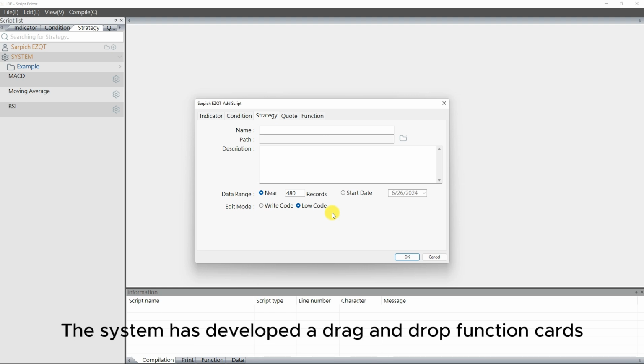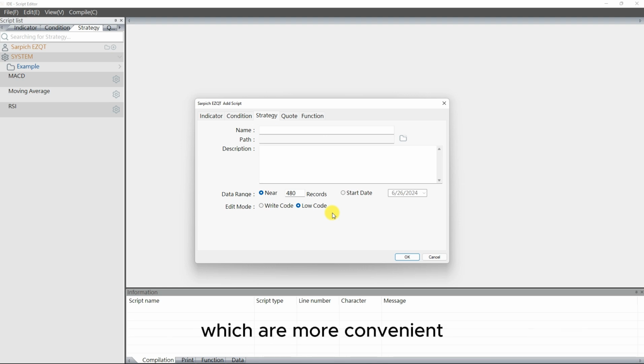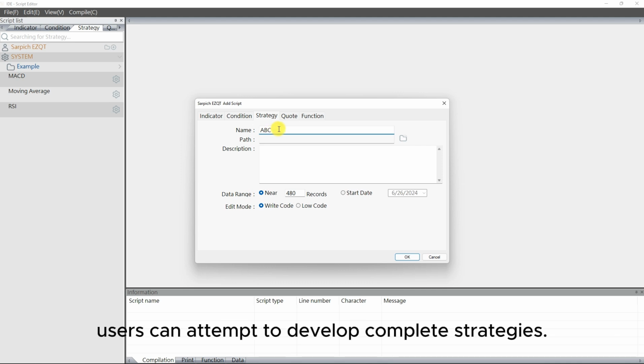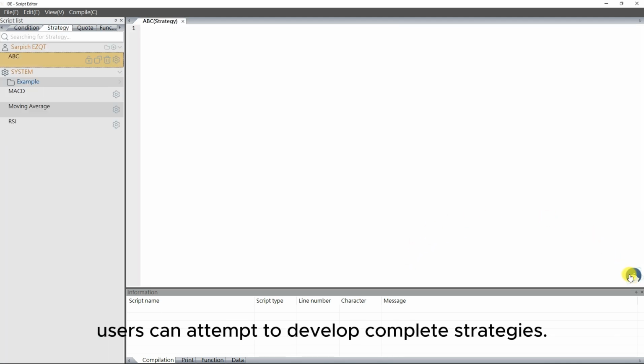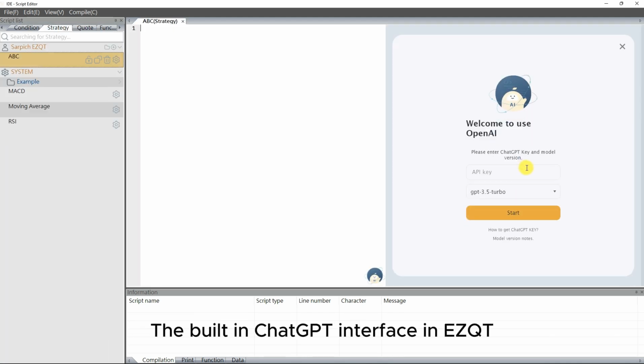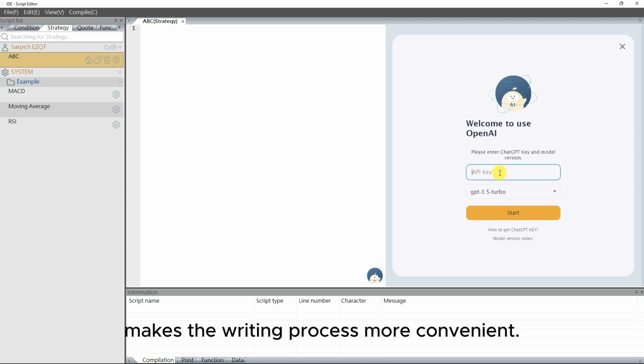The system has developed drag-and-drop function cards which are more convenient for users to create a strategy without any coding skills required. Furthermore, users with a certain level of proficiency in power language coding can develop trading programs using the write code feature. With the assistance of the standard free version of ChatGPT, users can attempt to develop complete strategies. The built-in ChatGPT interface in EzQT makes the writing process more convenient.